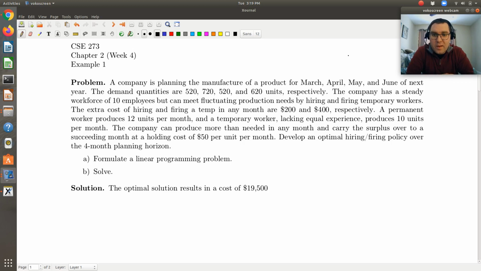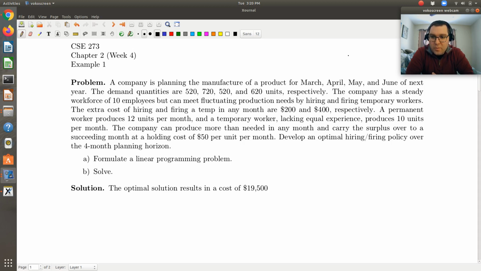So a company is planning the manufacture of a product for March, April, May, and June of next year. The demand quantities are 520, 720, 520, and 620 units respectively. The company has a steady workforce of 10 employees, but can meet fluctuating production needs by hiring and firing temporary workers. The extra cost of hiring and firing a temp in any month are $200 and $400 respectively. So it costs $200 to hire a temp and then $400 to fire.